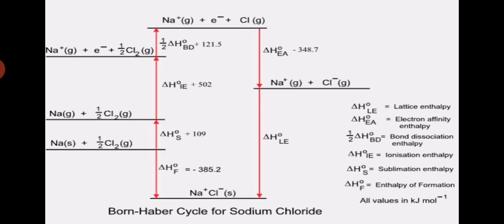Here is how Na plus is converted step by step: lattice enthalpy changing, then electron affinity changing, and the bond dissociation enthalpy, that is half delta H naught BD, which is plus 121.5, changing. Then the sublimation enthalpy also changes here. And finally we get sodium chloride. This is the Born-Haber cycle for sodium chloride.